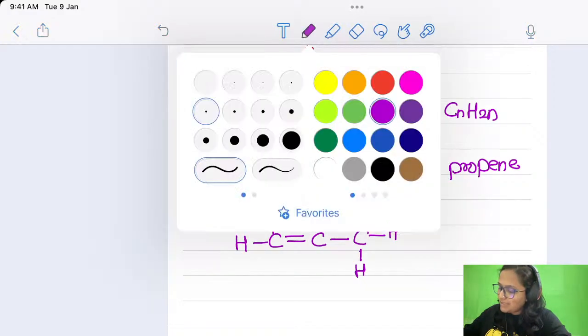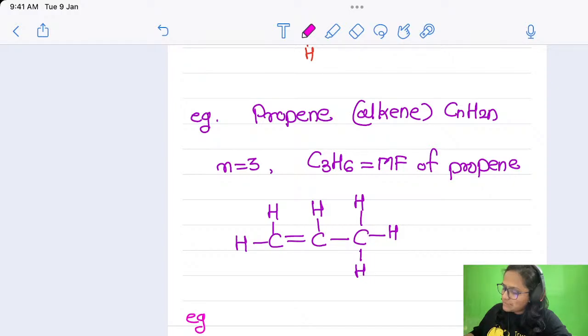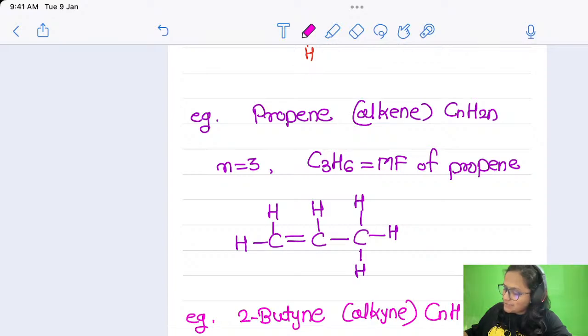Now similarly I'll show one more example, but it is for an alkyne. Let us say this is 2-butyne. This is an alkyne. The molecular formula for alkynes is CnH2n minus 2, where n is the number of carbon atoms. But stands for 4 carbons, so n is 4 and hydrogen will be 2n minus 2, that is 2 into 4 minus 2, equal to 6. So C4H6 is the molecular formula for butyne, right?